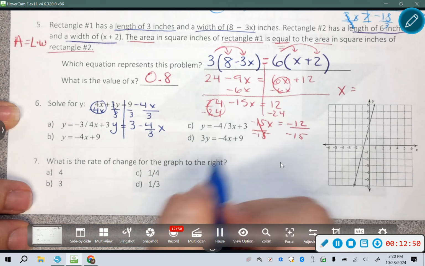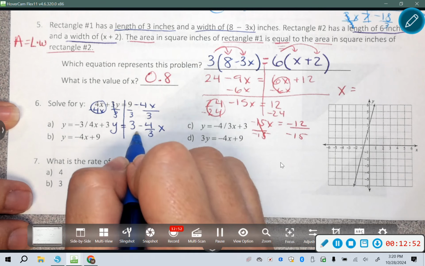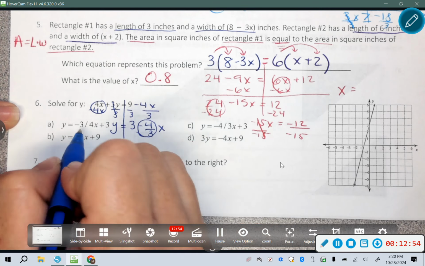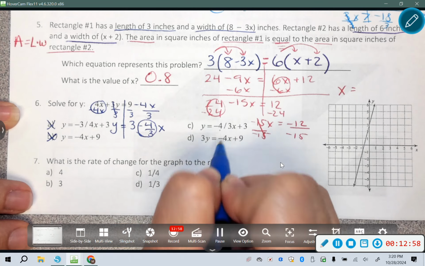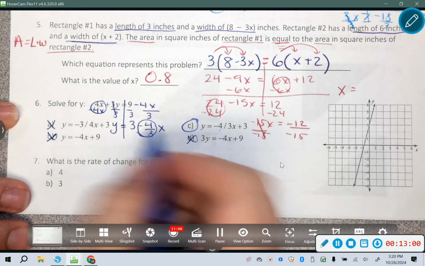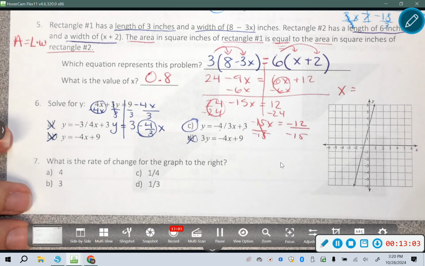This does not simplify, so minus 4 over 3x. Now, everything else is in a different order. I want you to realize my slope is negative 4 over 3. This is negative 3/4. This is negative 4. This is negative 4 over 3. That's negative 4. So I know C is my answer with a positive 3. It's just in a different order. Okay, look at number 7.